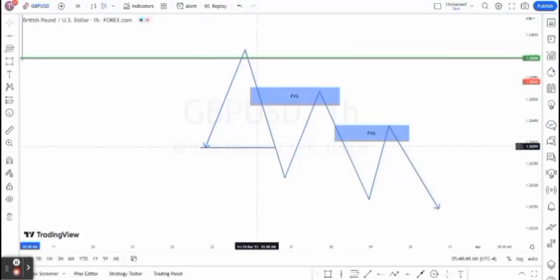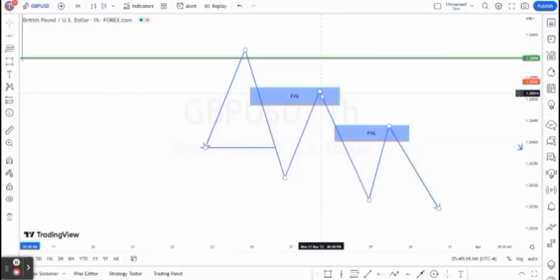After taking out this low, I'll look for a fair value gap within this range, from this low here to this high. That's where I'll look for a fair value gap. So once I see a fair value gap there, I'll place my sell limit right here, below this fair value gap. Once I place my sell limit right there, and the market starts rallying up to get into this fair value gap, I'll get triggered in, and my stop loss is going to be at this high.